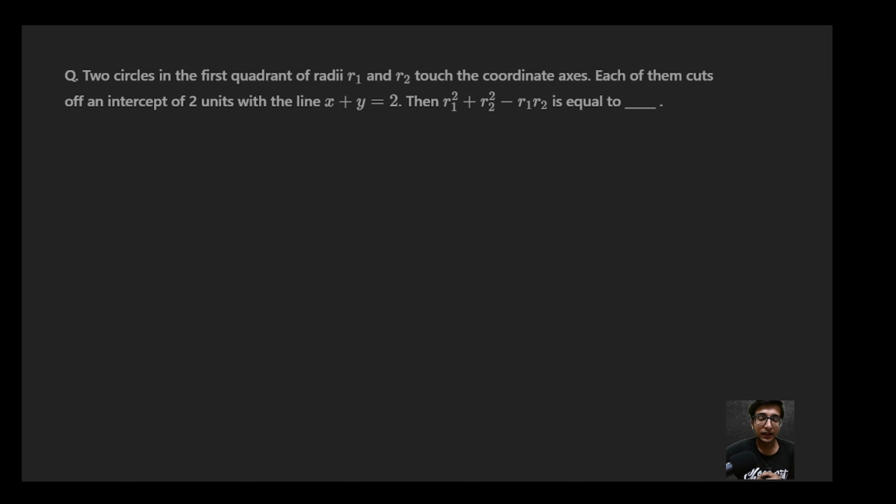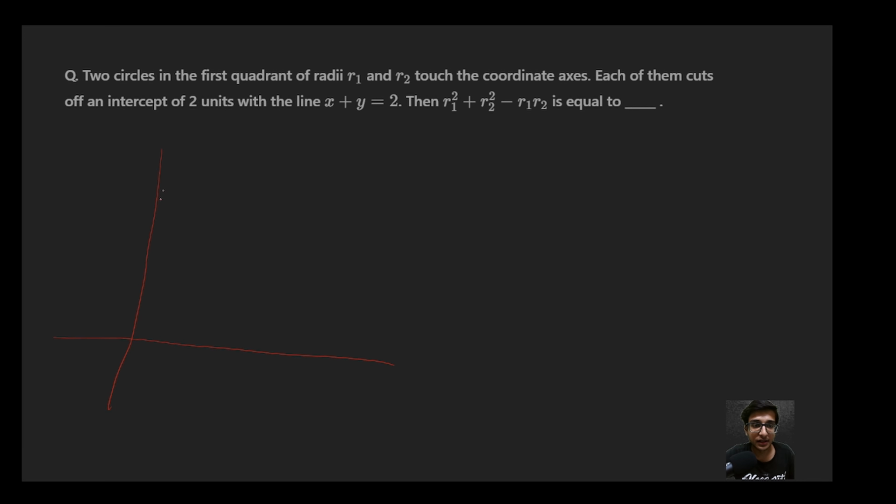Two circles in the first quadrant of radii r1 and r2 touch the coordinate axes. Each of them cuts off an intercept of length 2 units with the line x plus y is equal to 2. Then we have to find out r1 and r2 basically. So let us draw the diagram.